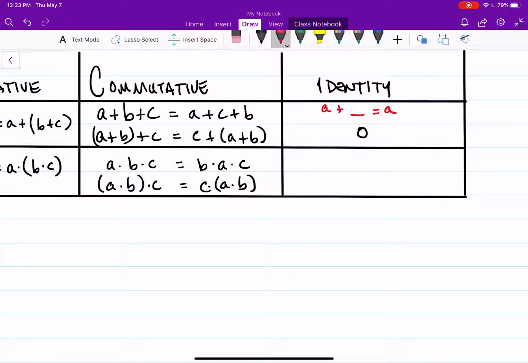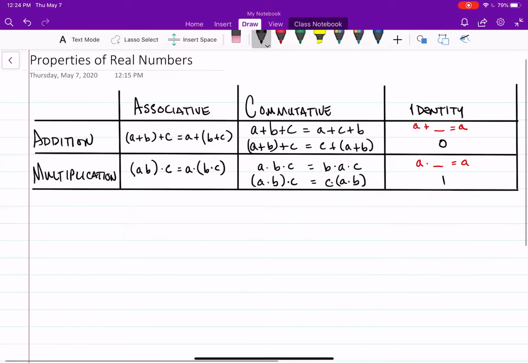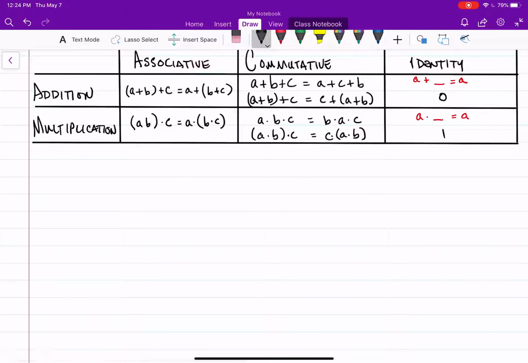Similarly, with multiplication, A times what will give me A back again? Your answer is going to be 1. A times 1 is A. Okay? And now the last property that we want to talk about is distributive.